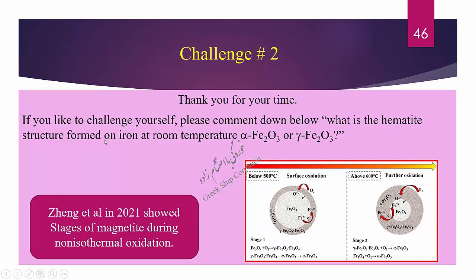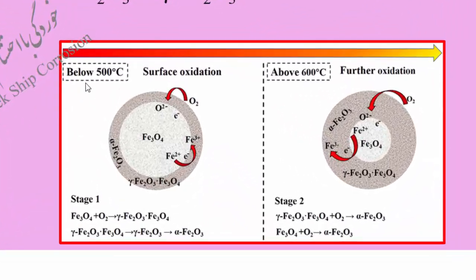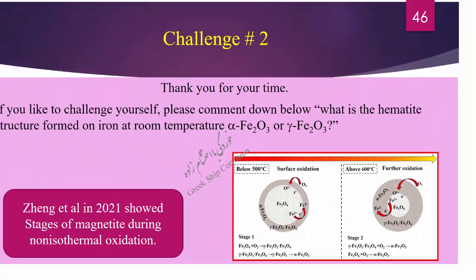What is the hematite structure formed on iron at room temperature? Alpha-hematite or gamma-hematite? Zhang et al. in 2021 showed stages of magnetite during non-isothermal oxidation. At temperatures below 500 Celsius, surface oxidation occurs. And here are the reactions. That is stage number 1. At temperatures above 600 Celsius, further oxidation occurs. And here are the reactions. That is stage 2.